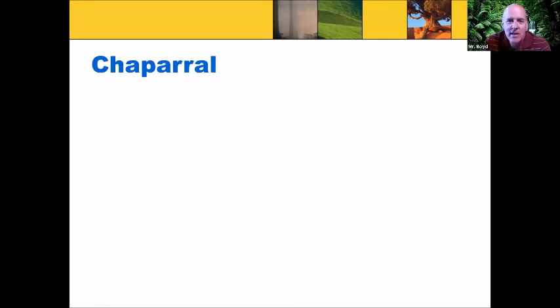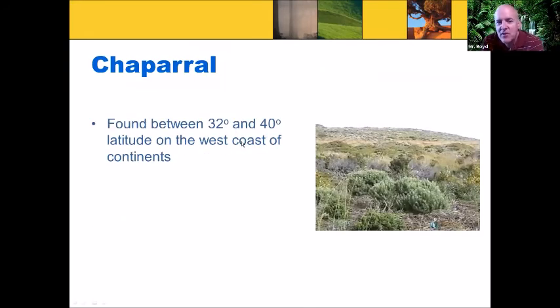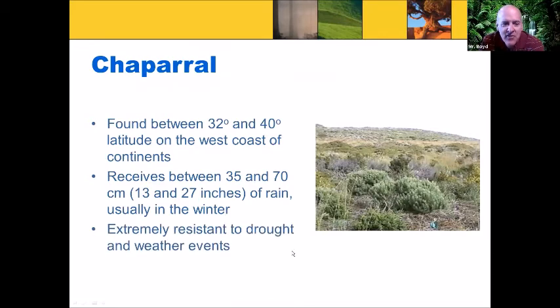Okay, chaparral. This is found between 32 and 40 degrees latitude, usually on the west coast of continents. They receive between 35 and 70 centimeters, 13 to 27 inches of rain. Still pretty low. They usually get it in the wintertime. Extremely resistant to drought and weather events. Unfortunately, a big problem they have is they burn easily. So a lot of the areas in California that are on fire are chaparrals right now.